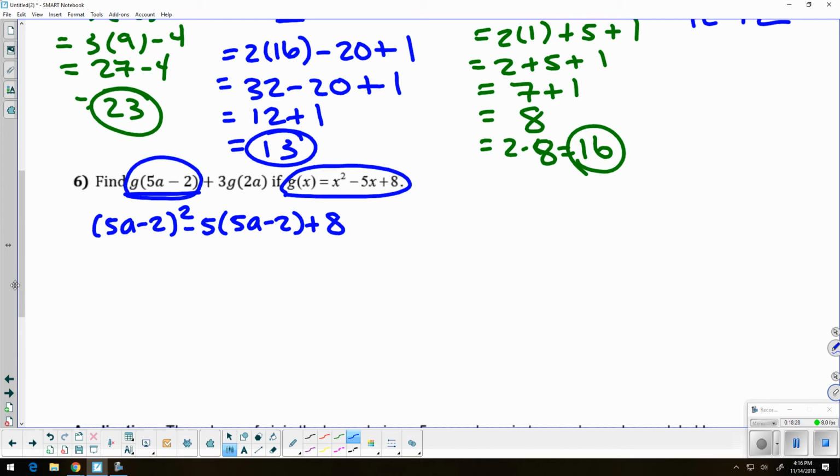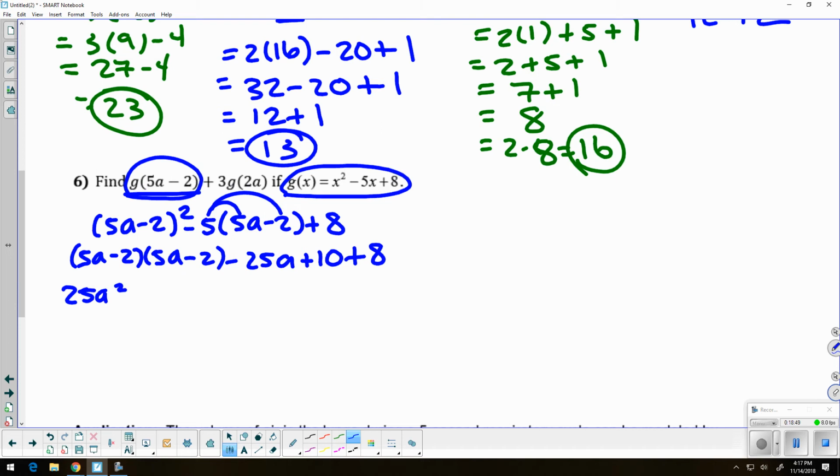So binomial squared, 5a minus 2. Again, you've got to FOIL that with another 5a minus 2. And then I'll go ahead and distribute here, might as well while we're at it. So that would be minus 25a plus 10 plus 8. Foiling those two together, you would have 25a squared, then minus 10, so minus 20a plus 4.